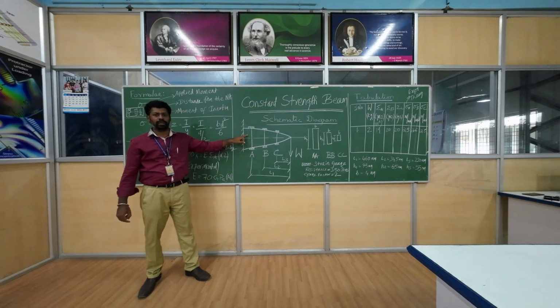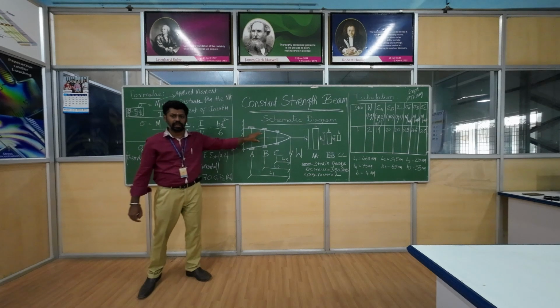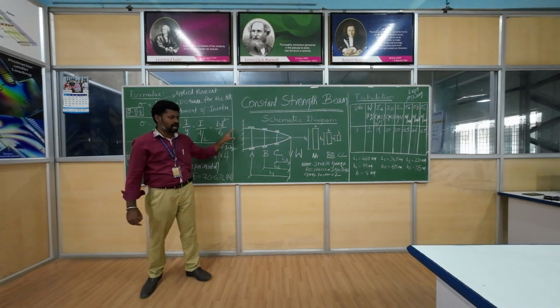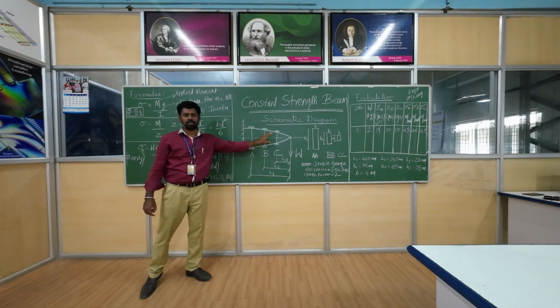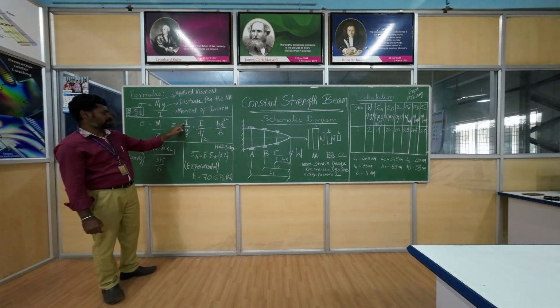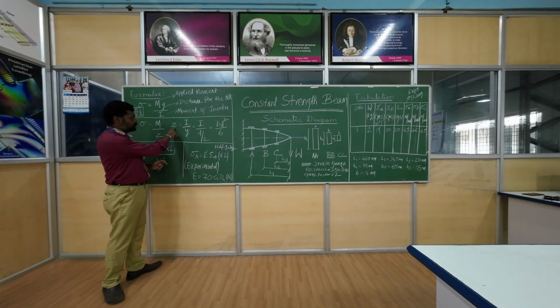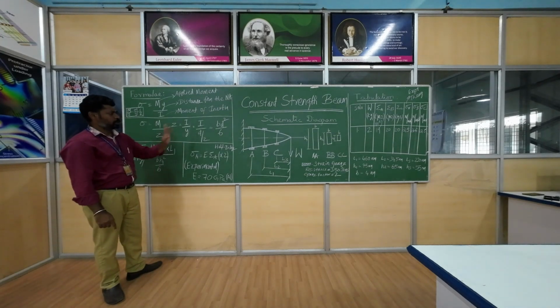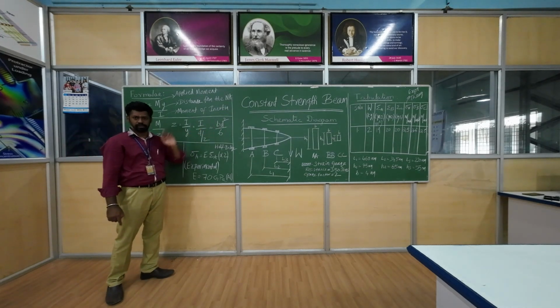So what we observe from here is that the depth keeps on varying. As the depth varies, we get a variation in the section modulus. The section modulus of a beam is the moment of inertia divided by the distance from the axis, that is d by 2. So we get bd square by 6.